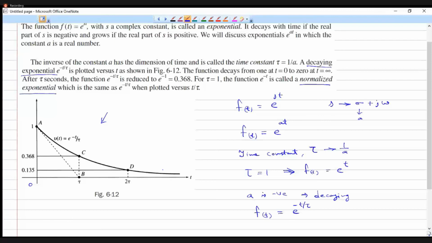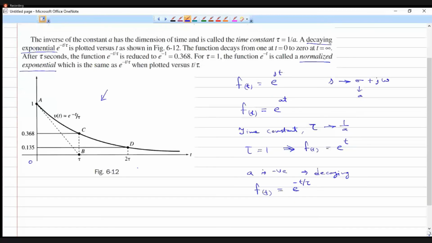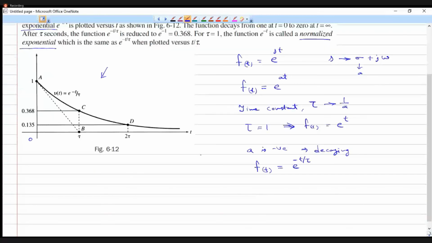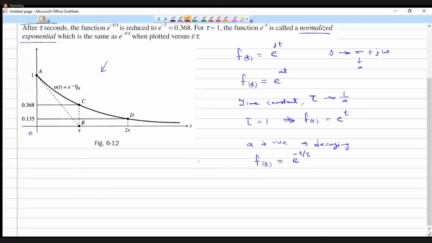Also, for various values, for example, what is the value of this function at t is equal to 0, which is represented by f of 0? When you substitute t is equal to 0, it will have a value e power 0, which is equal to 1. So as you can see in the graph, the exponential is starting at 1 at t is equal to 0.